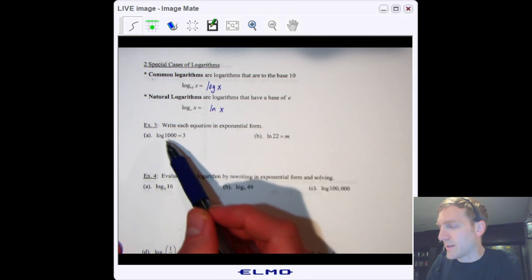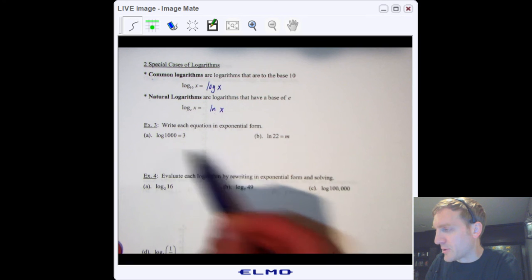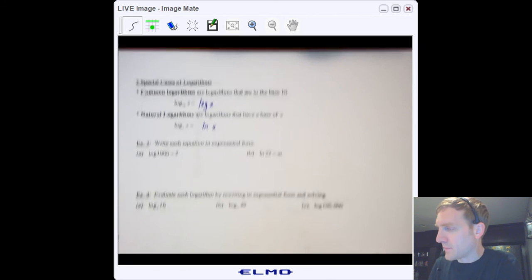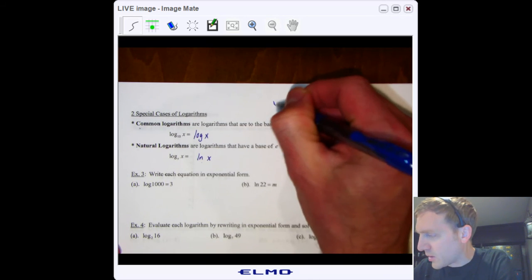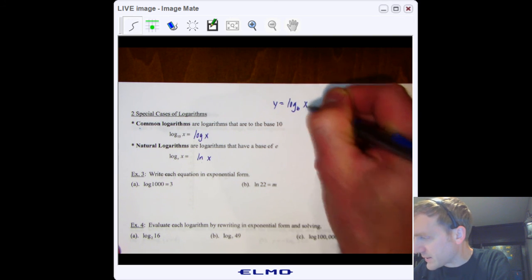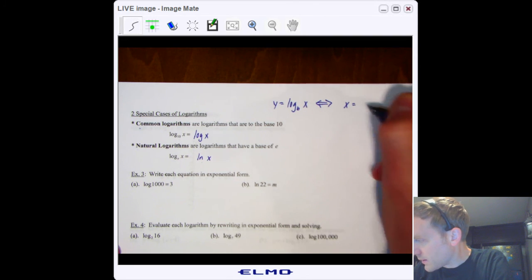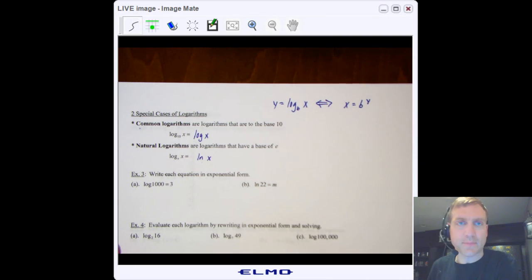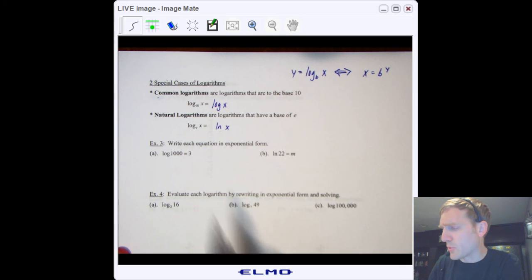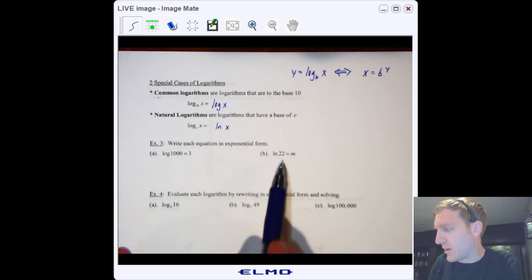So back to this. This is what we did previously. Write each equation in exponential form. You may want to write on the top of your page one more time: y equals log base b of x is equivalent to x equals b to the y. That's what we're doing here, only we're using the two special logs, common log and natural log.